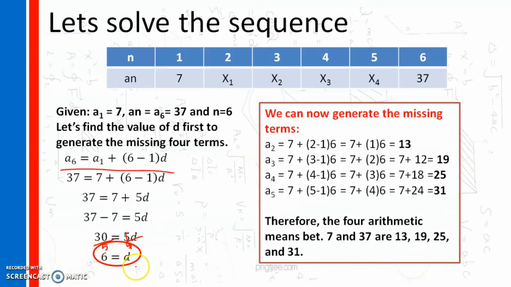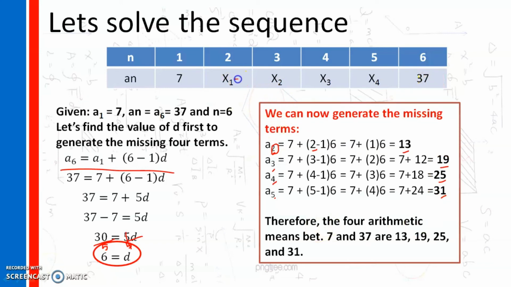Next, dahil meron na tayong d, pwede na nating i-compute or pwede nating hanapin yung 4 terms between the first term and the last term. Paano yun? Substitute na lang natin yung mga values. Yung 4 na values, which is the first term, the common difference, and the nth term. Your nth term is always the subscript next to your a. So, by doing that, by following this step-by-step process, we are now down to the 4 terms in between 7 and 37.